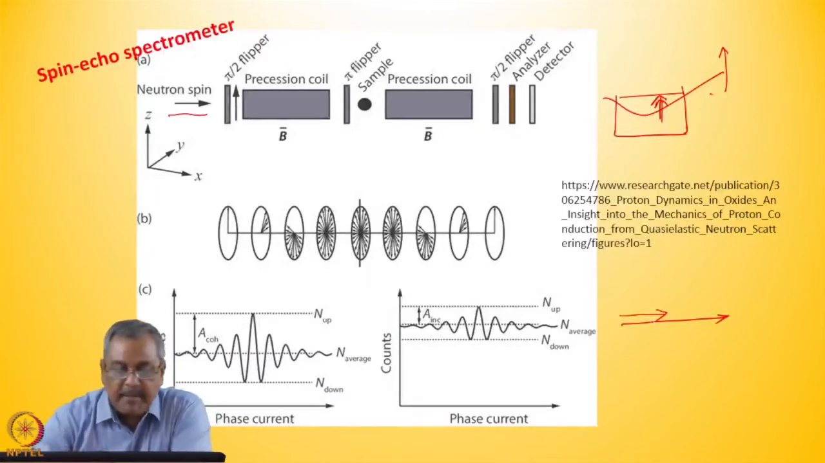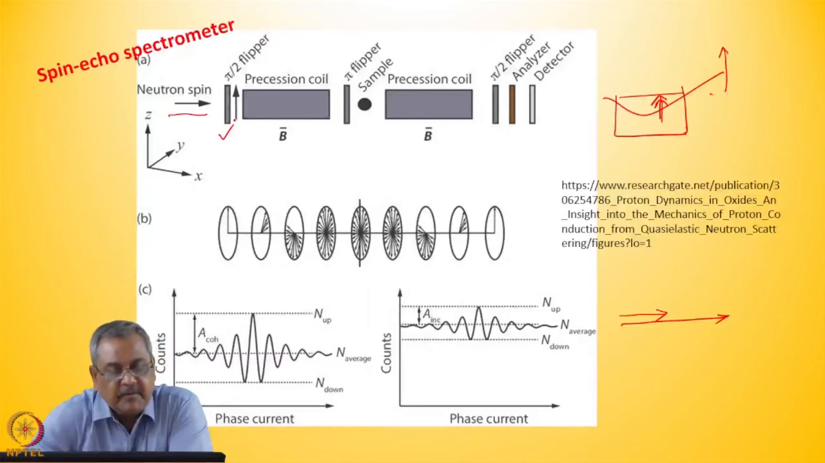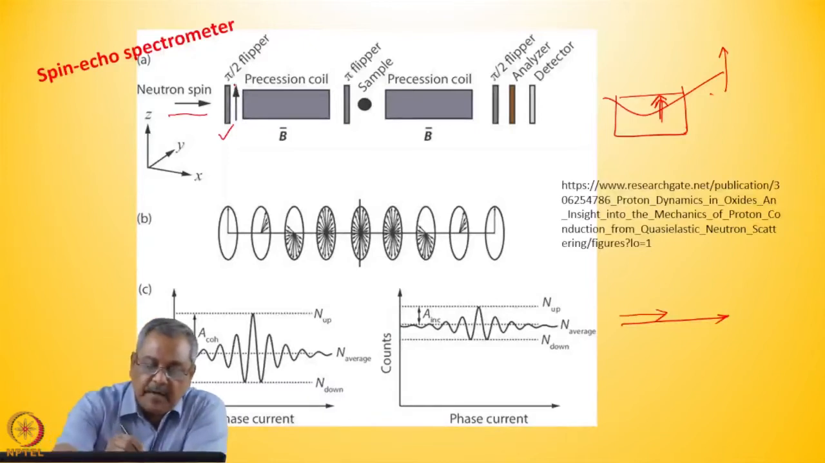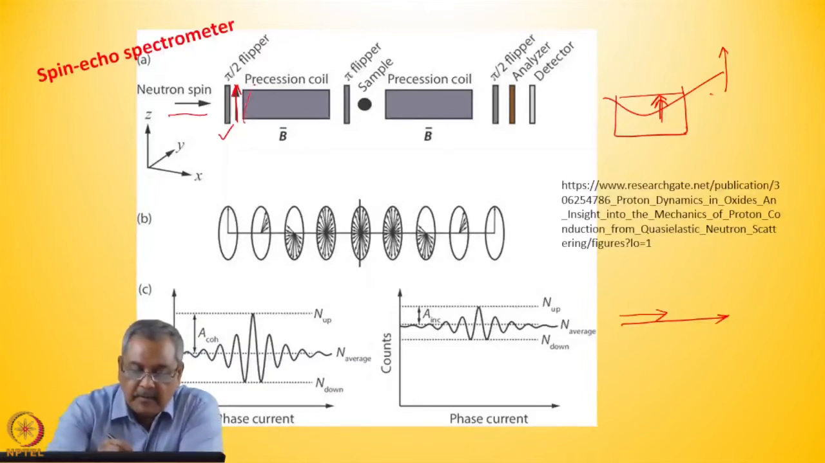Now there is a pi by 2 flipper here. These are flippers I have discussed with you earlier. They are basically combinations of magnetic fields. So this pi by 2 flipper flips it by 90 degrees, because I have got a coil. This is a block diagram of a coil through which the neutron passes. The field is in this direction.